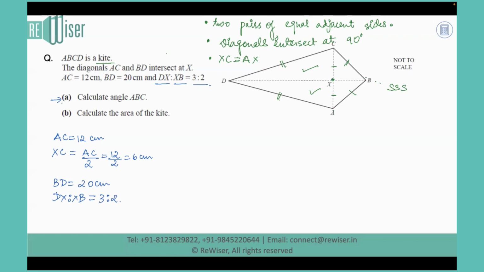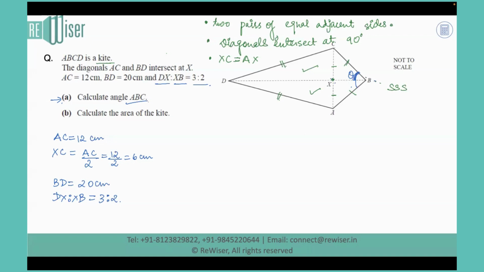We need to find the angle ABC, this angle. To find this angle, I'm going to assume that the angle XBC is theta. If we can find theta, then after multiplying this by 2, we will be able to find angle ABC. Because the two triangles were congruent, these two angles are equal. Now, to find this angle theta, if we can figure out the lengths XB and XC, we can find theta.